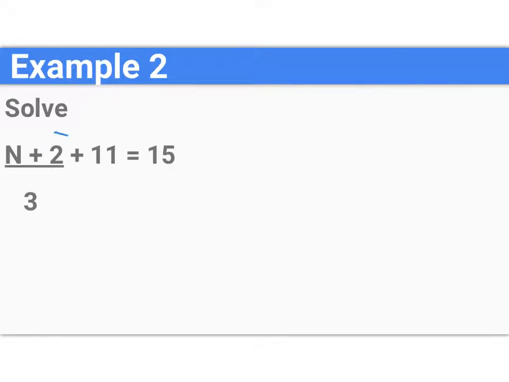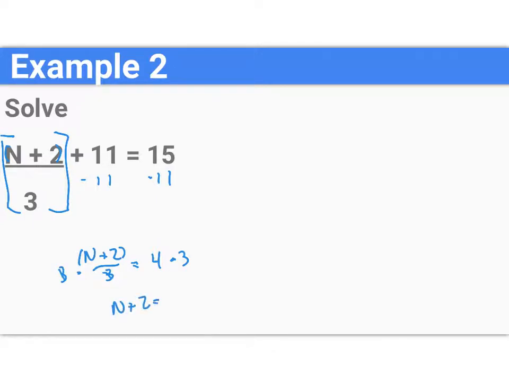Okay, this is a grouping. We're not going to multiply by 3. We're going to get rid of the 11 first. So n plus 2 over 3 will equal 4. Now we multiply by 3. We can't do anything with the n plus 2 because it's in a different group. So recognize that more than one term in a numerator or a denominator is a group. And then we subtract 2 from both sides, and n will equal 10.